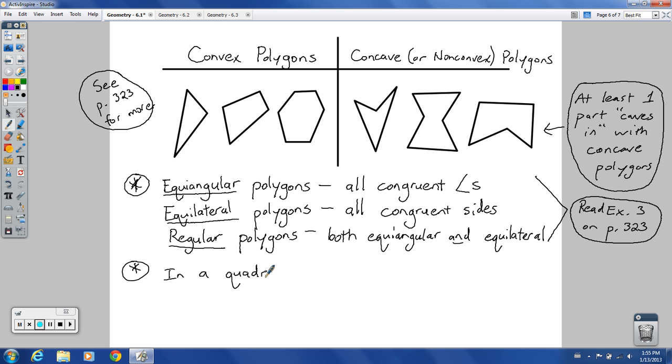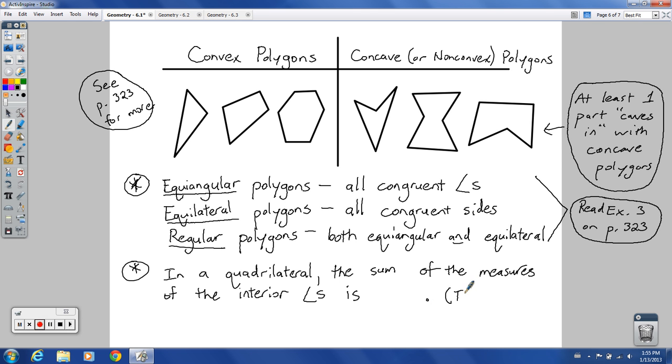Pretty cool that that works out all the time. In a quadrilateral, any quadrilateral you pick, the sum of the measures of the interior angles is, and I'm going to leave this blank for a moment, we'll put theorem 6.1 over here.